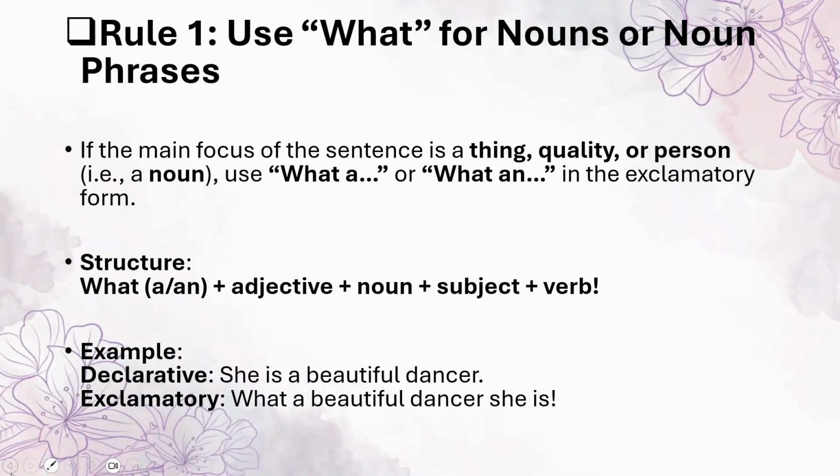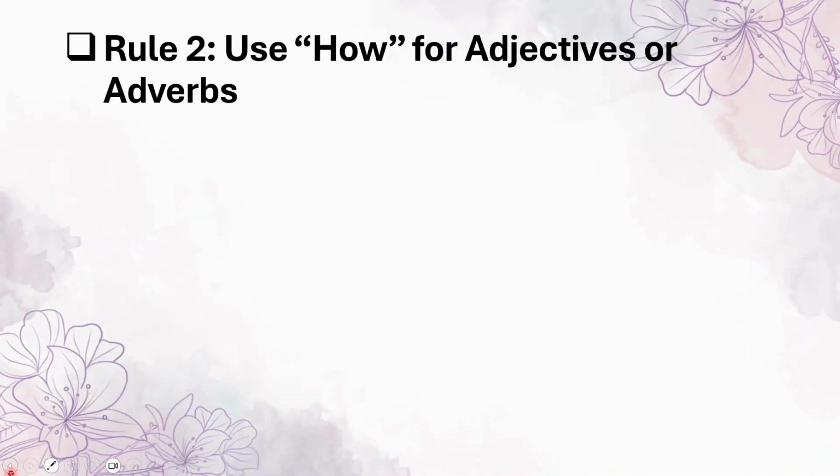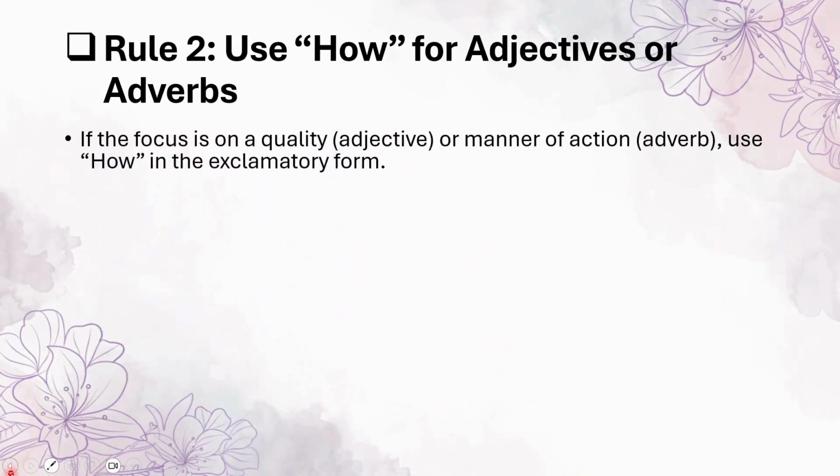Always check, is the focus a noun or a noun phrase? What is the first sound of that noun, consonant or vowel? Then simply follow the formula and flip the sentence. Very easy. Now let's move on to rule 2, which says use how for adjective or adverb. That means when a sentence talks about a quality, which is an adjective, or describes how an action is performed, which is an adverb, we use how at the beginning to make it an exclamatory sentence.